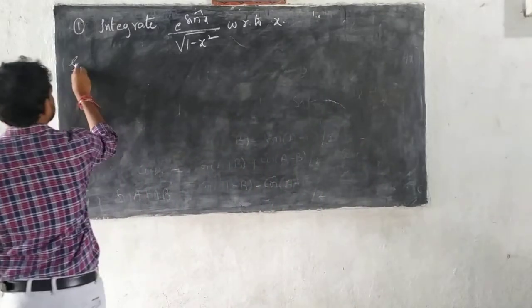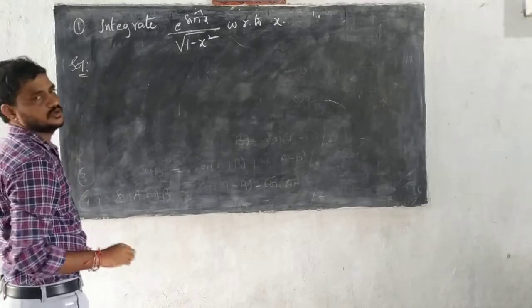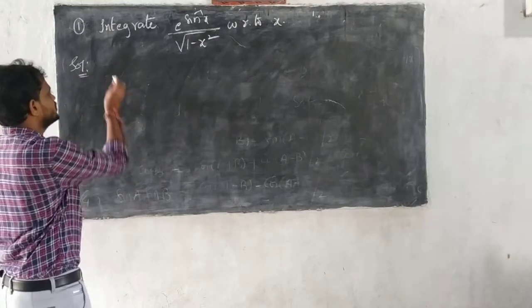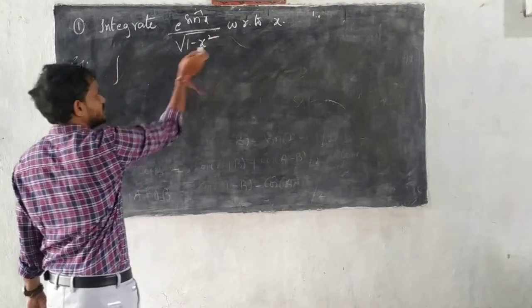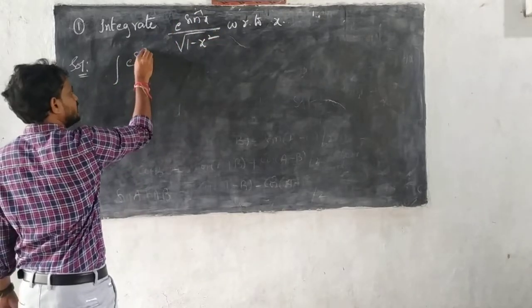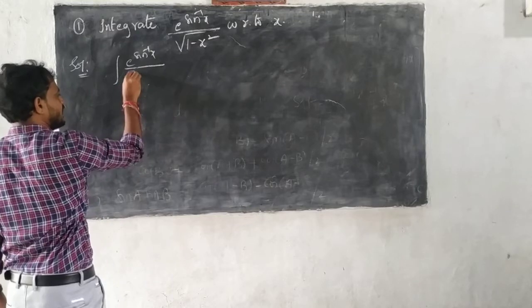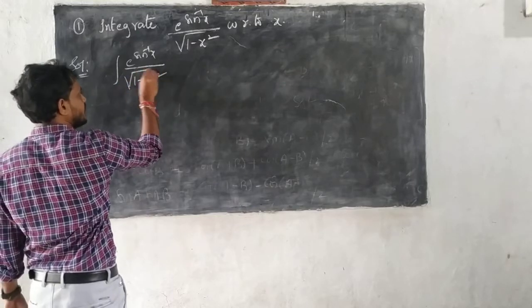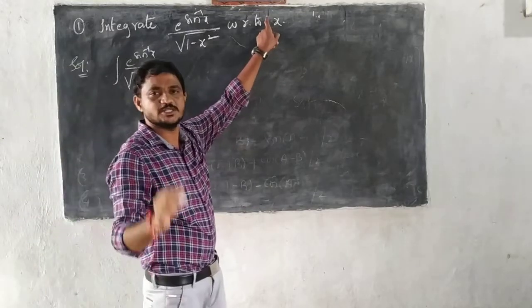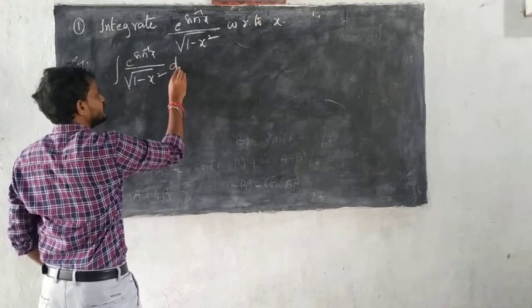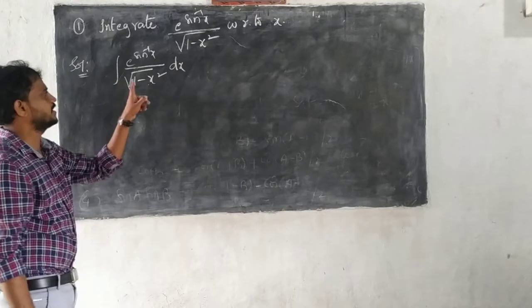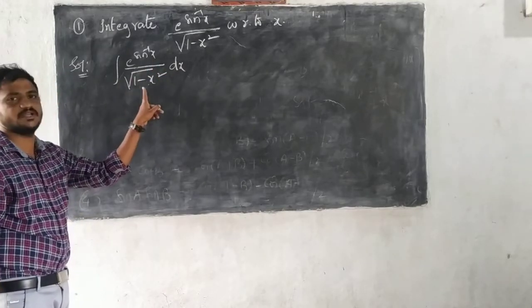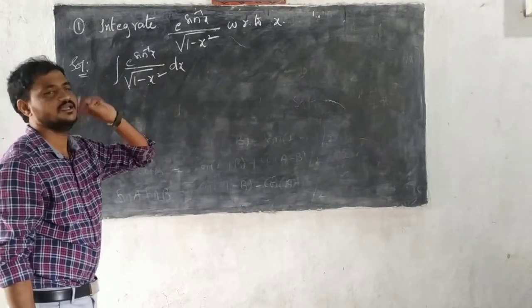So how to solve? We have to integrate, right? So write the integral symbol here. We have to integrate this function: integral e to the power of sin inverse of x by square root of 1 minus x square, with respect to x. So we will write dx.